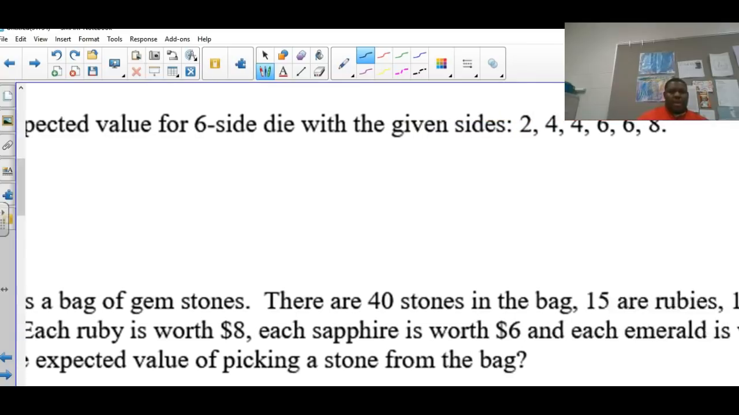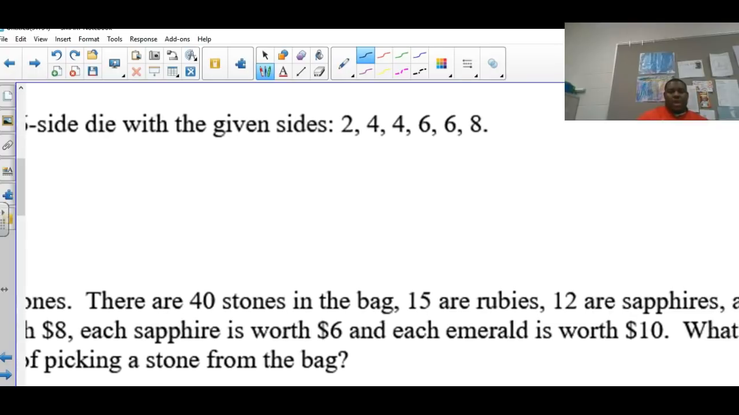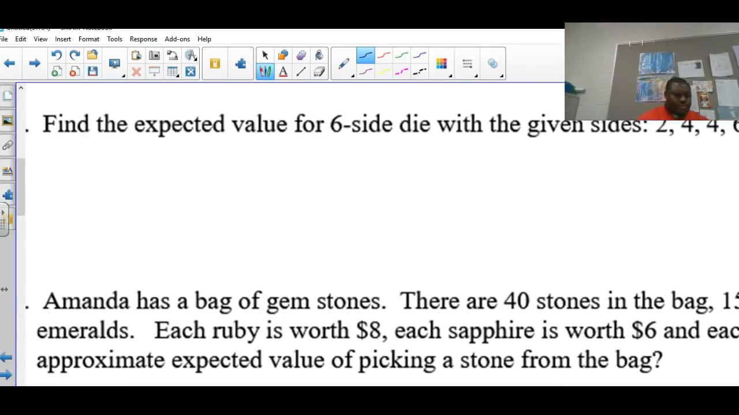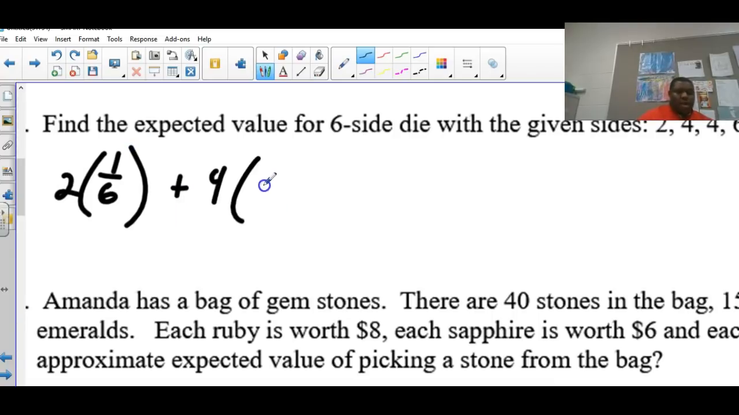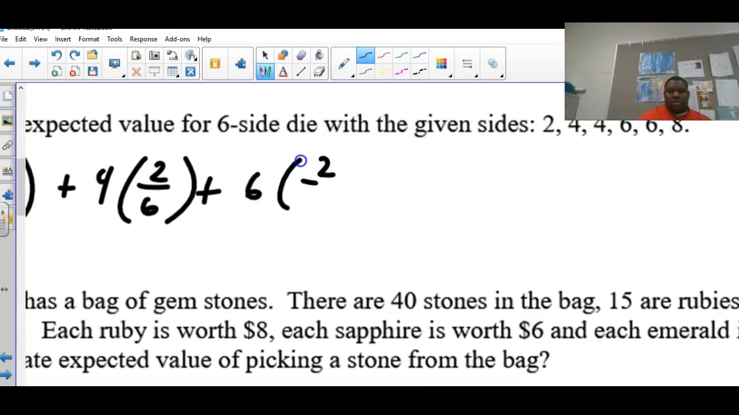Number 14, find the expected value of a die with the given sides. Let's dig in. Remember, for a die each face is 1/6. For the 2, you have 1/6, because there's only one 2 up there. For the 4, you have two 4s, so 2 out of 6, plus 6. How many 6s are there? Two 6s, so 2 out of 6, plus 8.